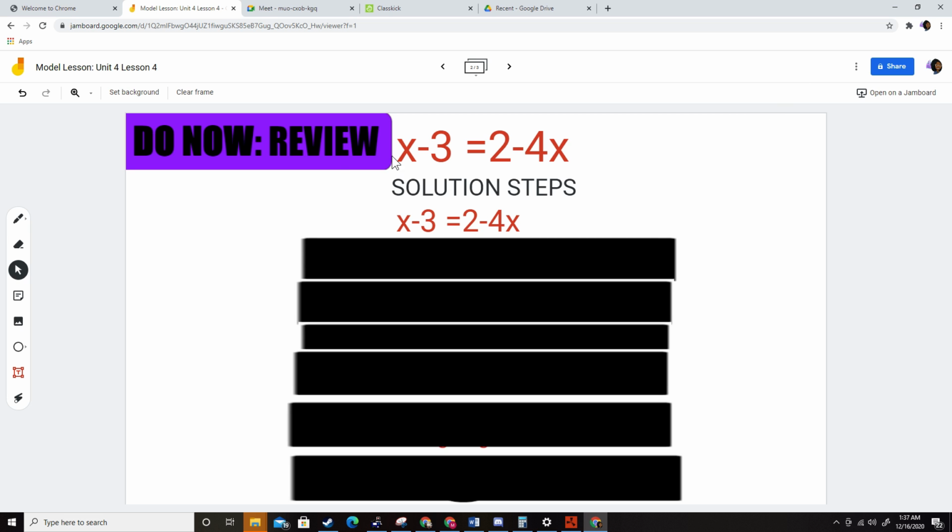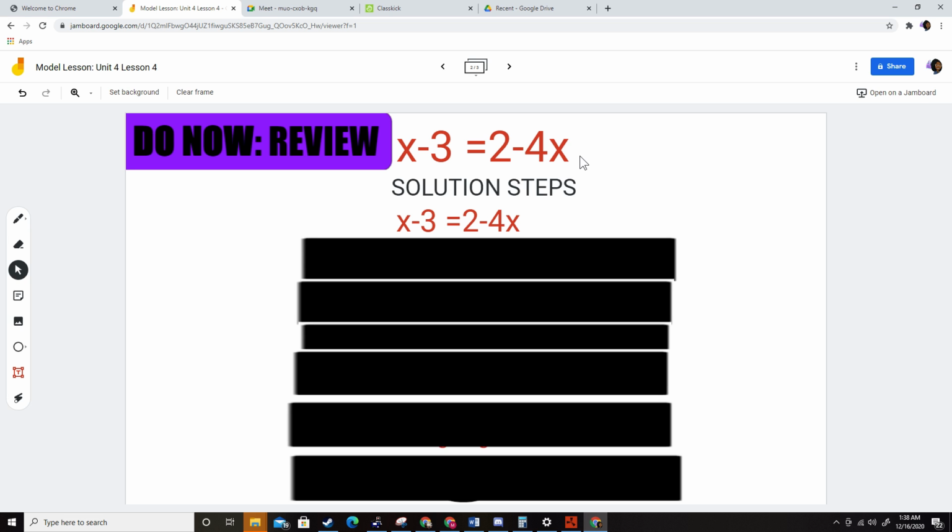Okay, so reviewing our do now quickly, we have x minus 3 equals 2 minus 4x. Now remember, our purpose for this is to get all of our variables to one side and all of our constants to the other side. And we are going to break this down until at the end of it, there's one variable equals one constant.